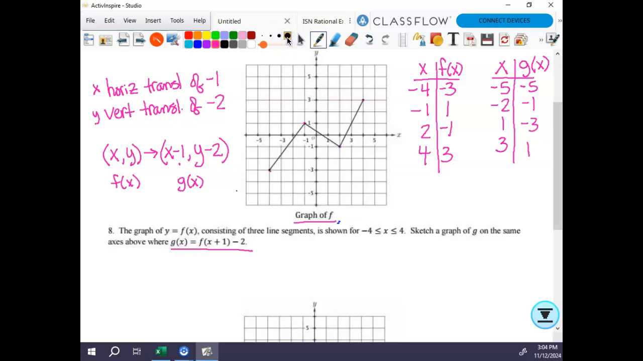Go to -5, -5, -2, -1, 1, -3, and 3, 1. So then when I connect the dots, then it should look the same size and shape because I didn't have any dilations there. And there you go.